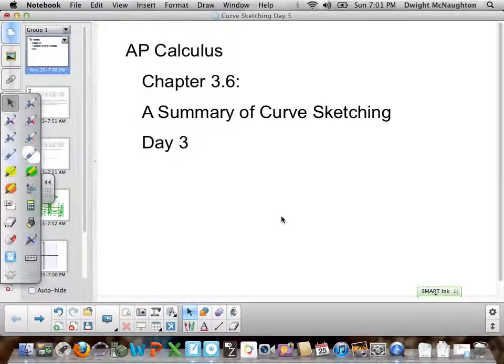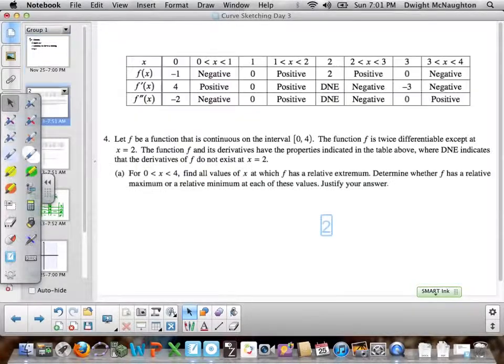Chapter 3.6, a summary of curve sketching, day 3. We're going to start today with an old AP question from a couple years ago. We're going to see how they ask you the typical curve sketching question. First off, we have a table with the positive, negative, a few values in there when applicable.